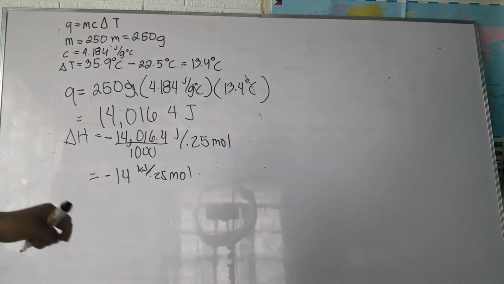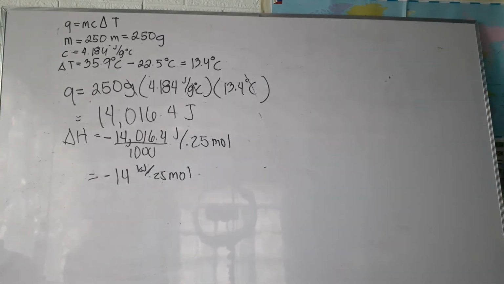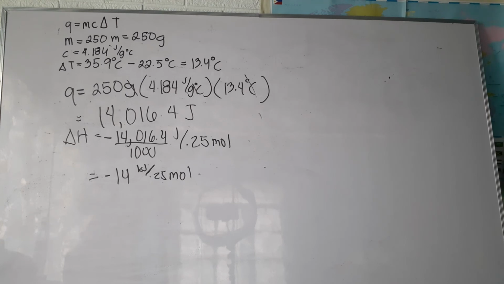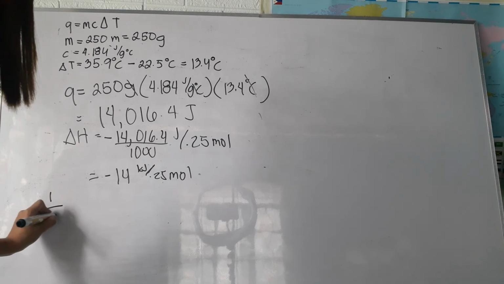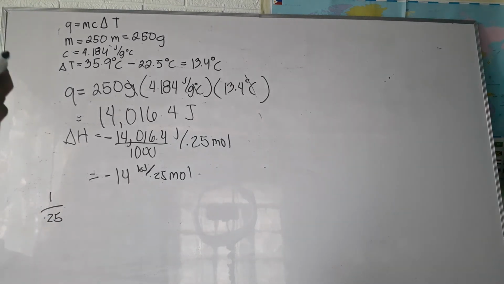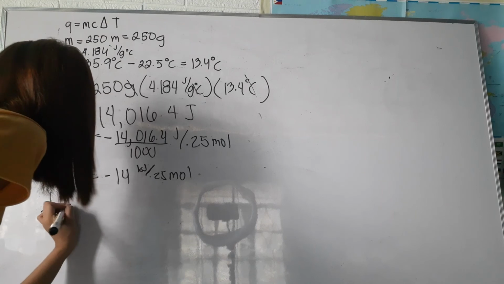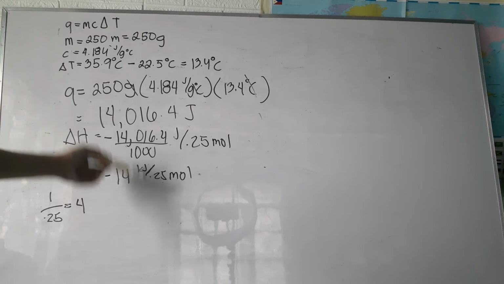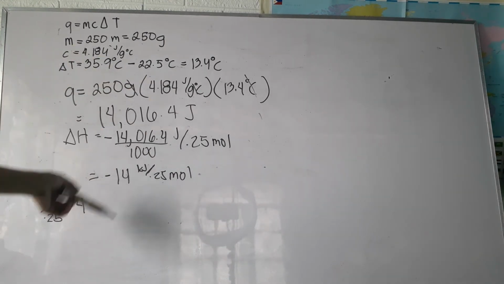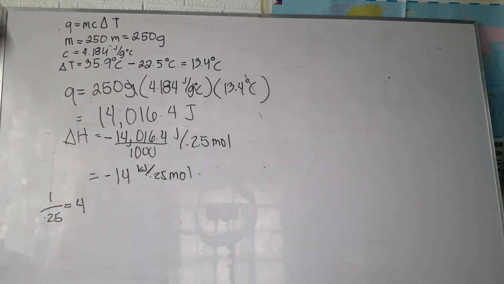Ngayon, i-scale up natin to. Kasi kailangan natin makuha yung 1 mole ng reaction, yung change in enthalpy in a molar basis, in 1 mole of the reaction. So, ang gagawin natin, 0.25 to, diba? So, i-divide natin yung 1 mole into 0.25 para makuha natin kung anong quantity natin siya i-scale up. So, 1 divided by 0.25 is equal to 4. So, we need to multiply this into 4 para ma-scale up natin yung molar quantity into 1 mole.